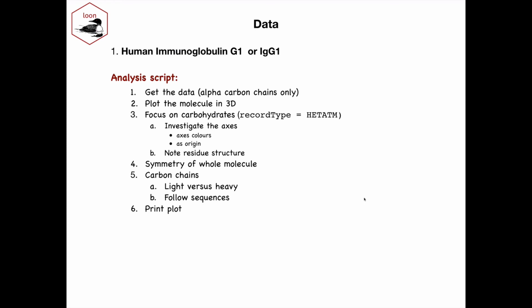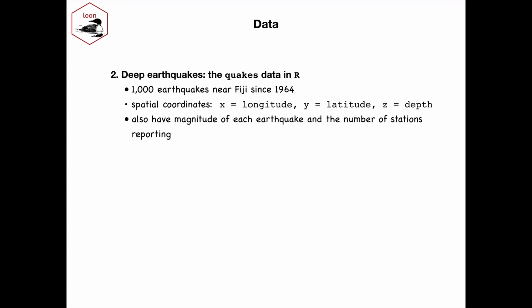Right, so that was the antibody, the human immunoglobulin G1. The data set that you have access to immediately with Loon is the quakes data in R. It too has physical three-dimensional data. And of course, the dimensions don't have to be physical. It's just convenient and easier to understand for a demonstration if they are, but they can be any set of three variables. But we're looking at longitude and latitude and the depth of an earthquake, and these are degrees of longitude, degrees of latitude, and kilometers of depth. So we have to do some kind of scaling to get them all in the same box.